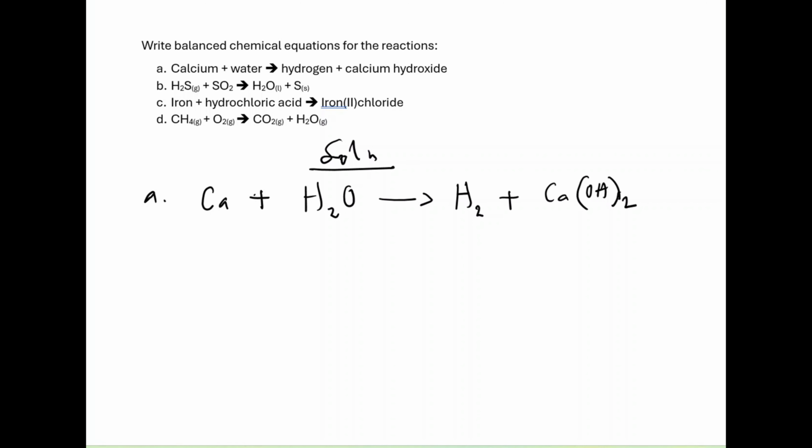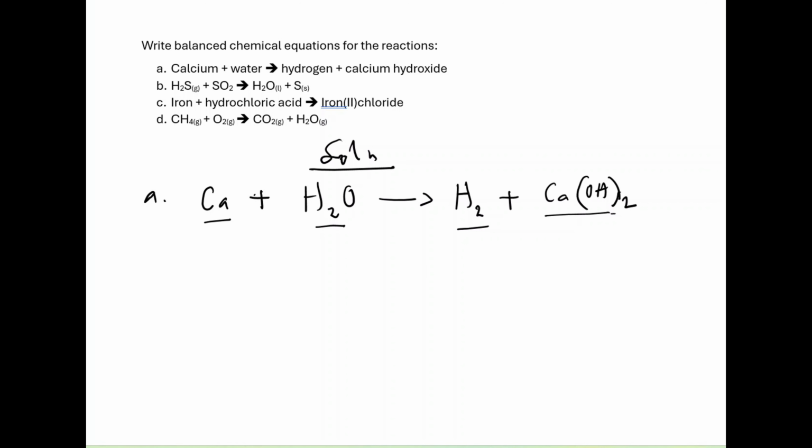Don't worry, I know if you are very new to all these binary compounds, they might give you problems. So I will create a separate video where I will be teaching you how to name all these binary compounds and also write out their chemical formulas as easily as possible. Now, our target is to balance this equation. Here is calcium, here is water, here is hydrogen, here is the calcium hydroxide.